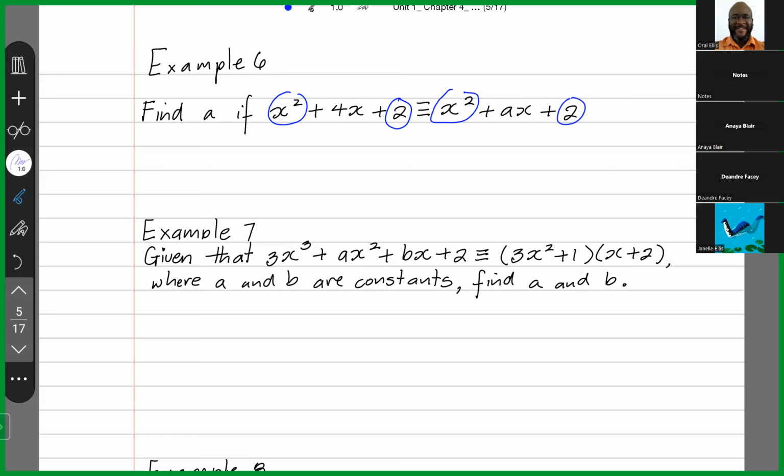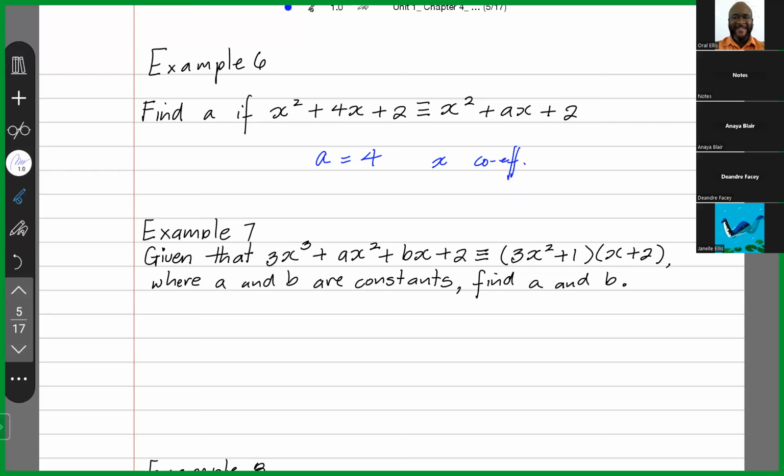Now, in order for the two polynomials to be equal, it means that the middle terms must also be identical. If the middle terms are identical, the coefficient of x on the left must be equal to the coefficient of x on the right. So let's remove these circles. The coefficient of x on the right is a, and that would be equal to the coefficient of x on the left, which is 4. So this is the x coefficient.